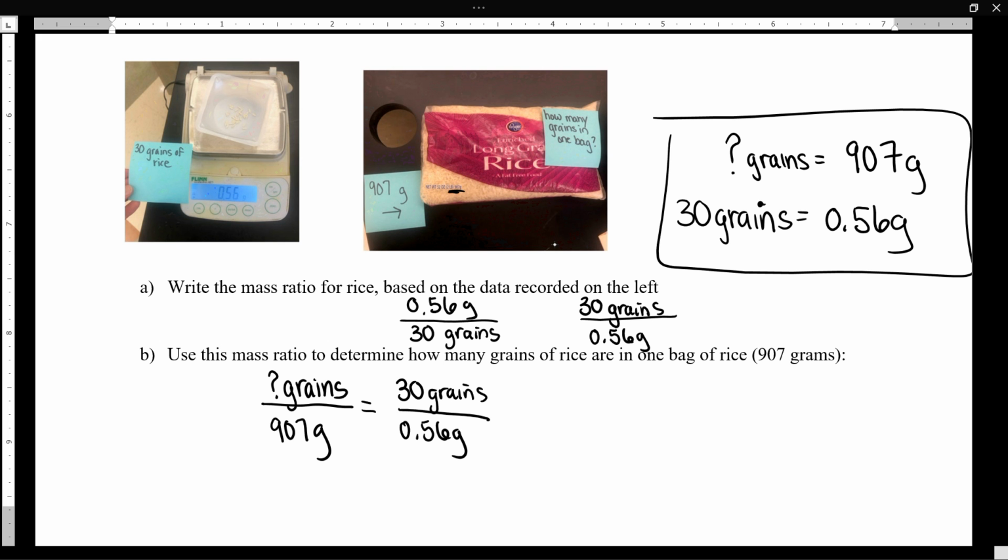And then I want to rearrange and solve for my unknown. Again, here's where you might have different ways you look at this type of problem. Maybe you look at that and you think cross multiply. Maybe you just automatically see how to rearrange it.